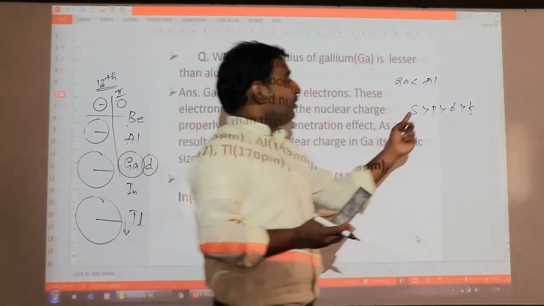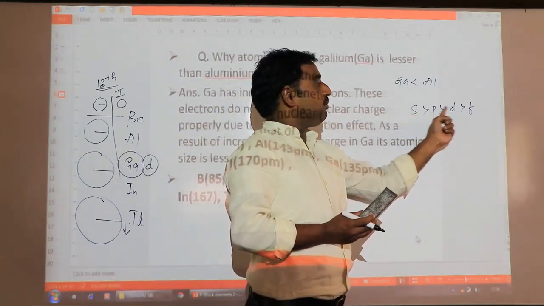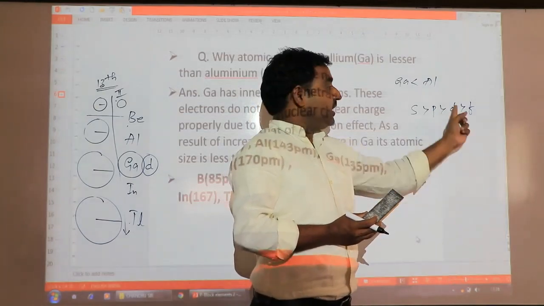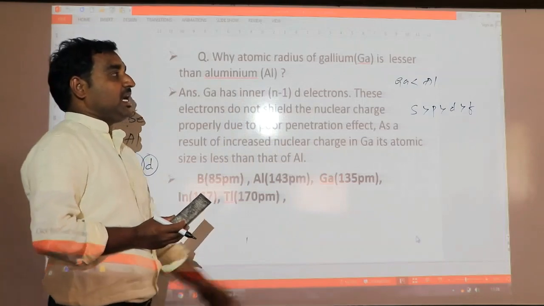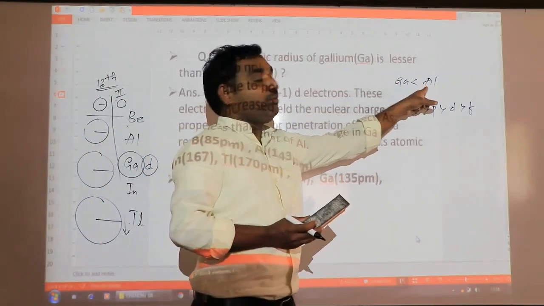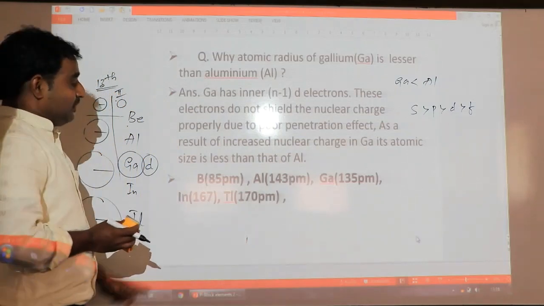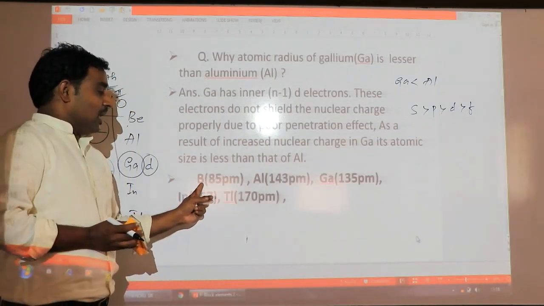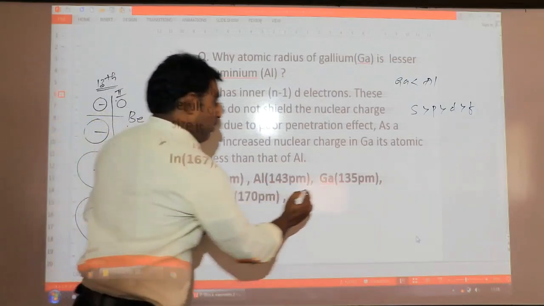If you want to remove the s orbital electrons, we need more energy compared to this one, this one, and this one. Here it is, d electrons have a poor shielding effect. Because of that, gallium has a smaller atomic radius than aluminium. Here we have written the atomic radius of boron, that is 85 picometers, and aluminium and gallium having 135.